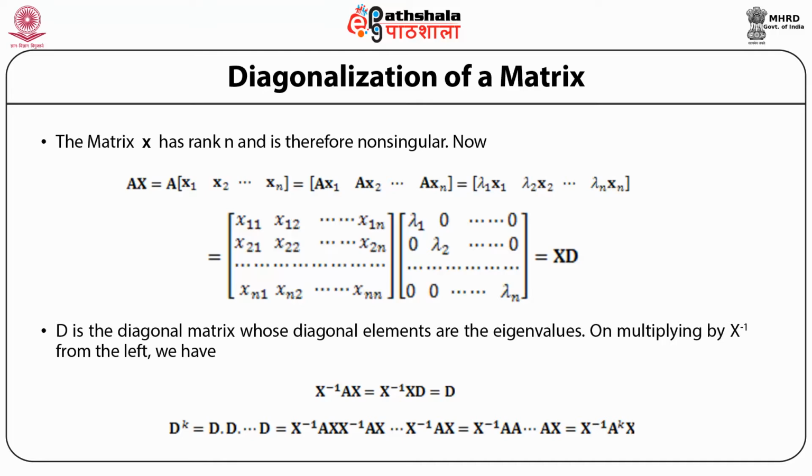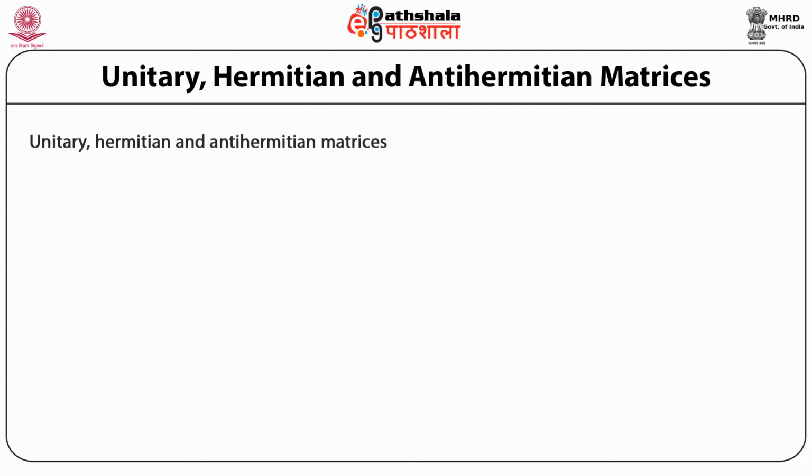This equals X inverse into A into A into A, k times, into X, which equals X inverse into A raised to power k into X. Hence, the theorem is proved. We next take up the unitary, Hermitian and anti-Hermitian matrices.